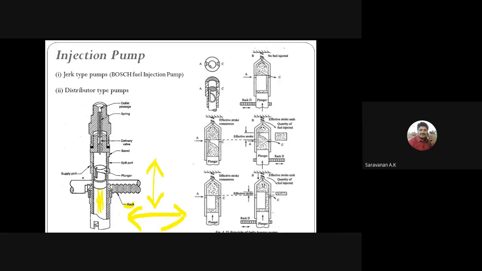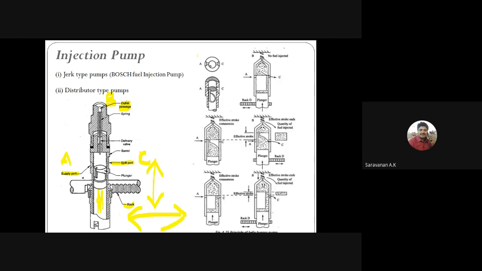The rack will be in sideways direction, right? So here we have ports. What does port mean? The supply port is indicated as A, the spill port is denoted as C, and we have the outlet passage, which is denoted as B.